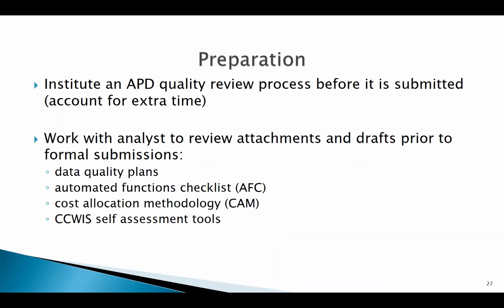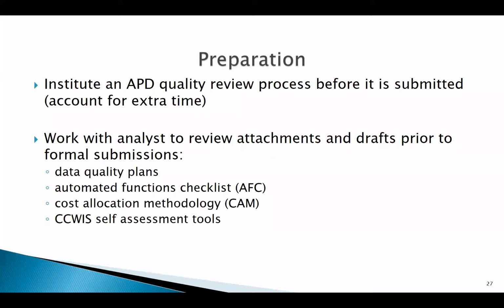Okay, so this next suggestion sounds again pretty obvious: to institute a quality review process before it's submitted. But this is one that we really think is important and could save you a lot of headache, and also us a lot of headache with not needing to go back and forth and trying to clarify things. So I think you should really think about what kind of QA process do I have for reviewing this APD? Is it just the leaders of the project toward the end, right before it's due, reading it and making sure it's okay?